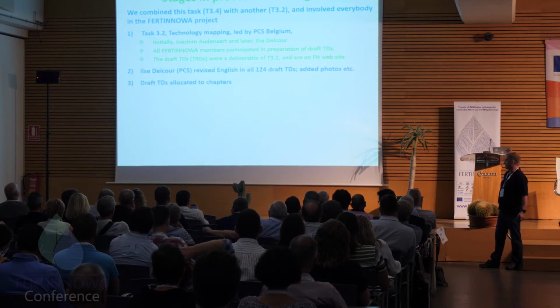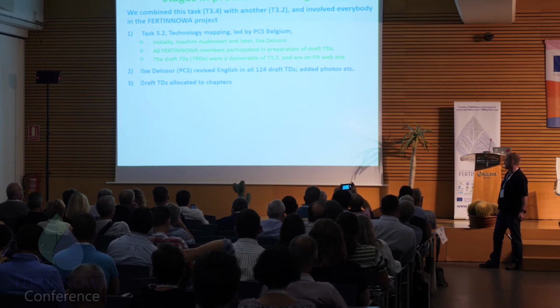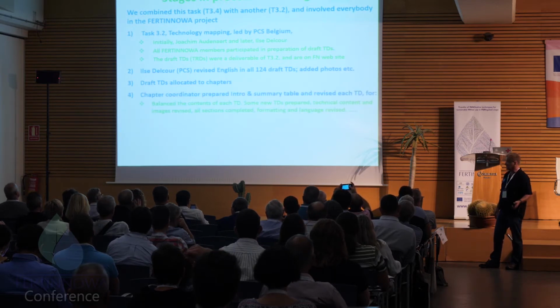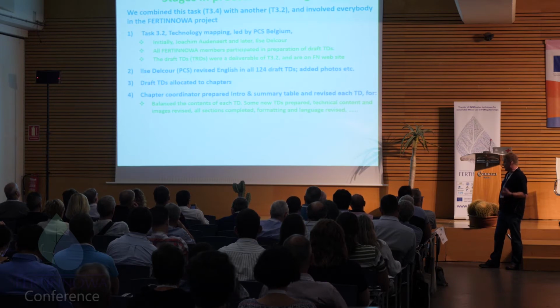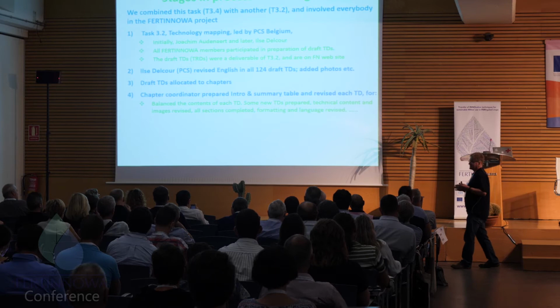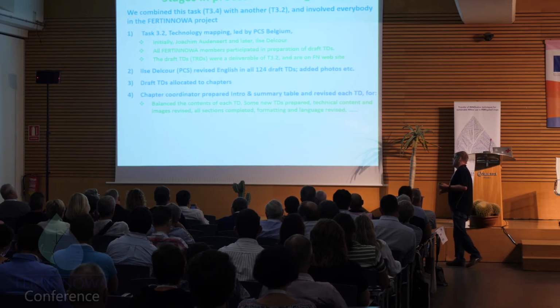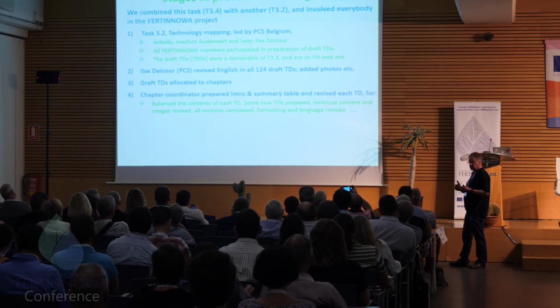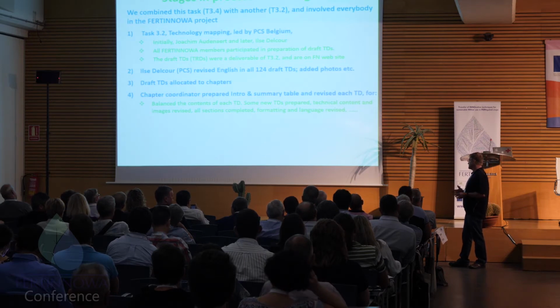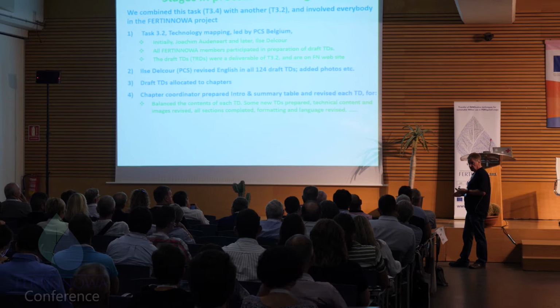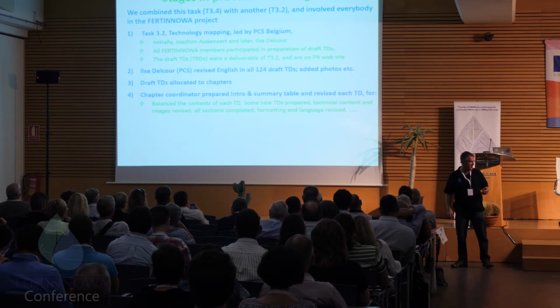At this point, we allocated the draft technology descriptions to chapters. We had chapter coordinators for each chapter who prepared the introduction, the summary table, and they revised thoroughly each of these technology descriptions to ensure that the contents were balanced, that there wasn't too much of one part and not another. We also realized we needed to write some new descriptions, and a lot of that work fell on the shoulders of Miguel Jimenez and Juan Magan.